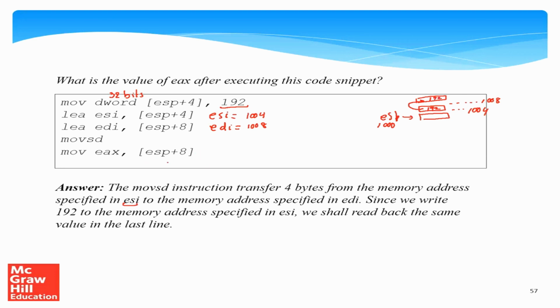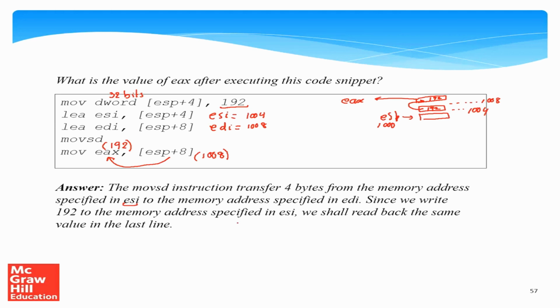Subsequently, if we access ESP plus 8, which is location 1008, which is there in EDI, and we transfer the contents to EAX, what do we get? We get the same. These contents get transferred to EAX. So what do we get? We get 192. Since we wrote 192 to the memory address specified in EDI, we shall read back the same value in the last line.